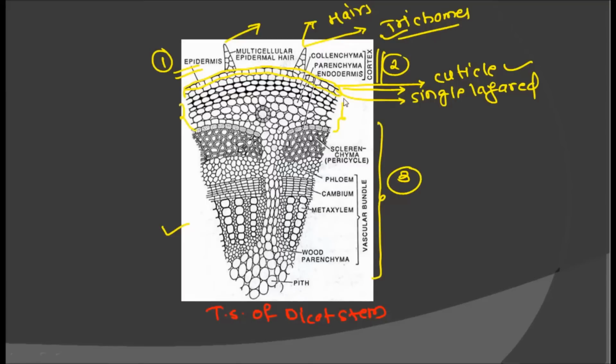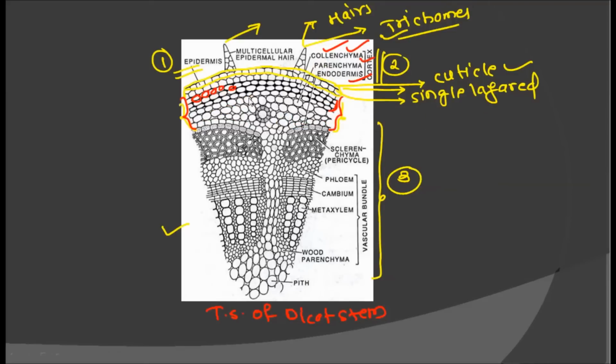Now this cortex is present below the epidermis. That is, after the epidermis, immediately starts the cortex. So this cortex is divided into three parts. First is the collenchyma, then parenchyma, and then endodermis. That is, the cortex part is divided into three parts. So the very first three layers, you can see here, these are the spherical cells which don't have intercellular spaces in between them, are compactly present, and these three layers are made up of the collenchyma cells.